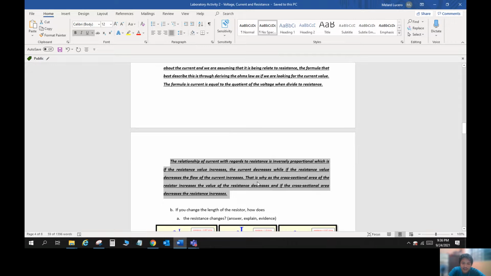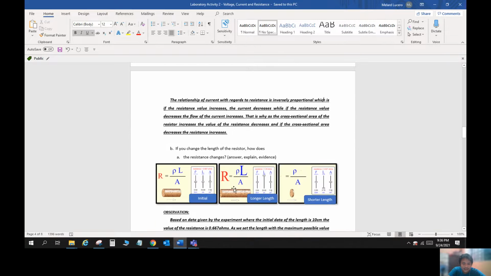So that is why as the cross-sectional area of the resistor increases, habang tumataas yung diameter or cross-sectional value, resistance naman natin ay bumababa. And if the cross-sectional area decreases, the resistance increases. So that is the inverse relationship of the cross-sectional area with regards to the resistance and current.